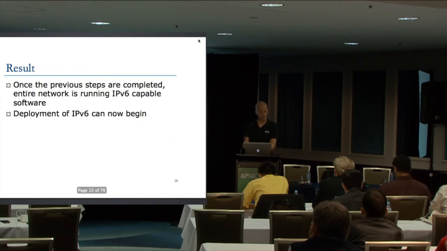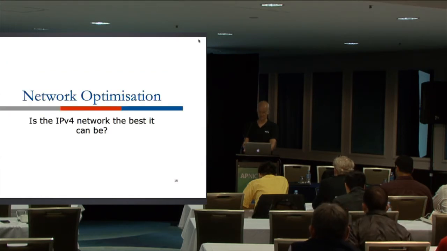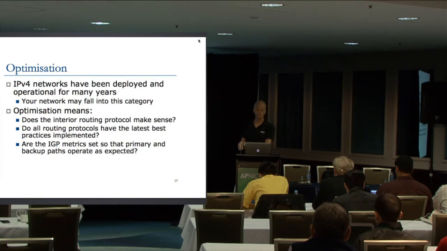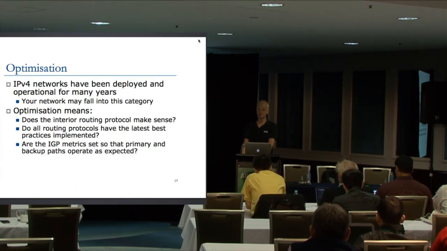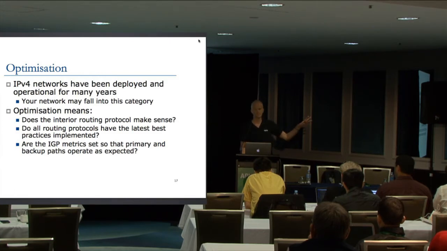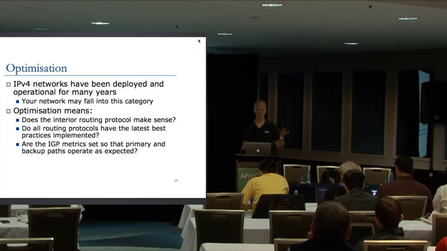Anyway, once all that's been done, your network is now capable of running V6. We're not turning anything on yet. It's now capable. Let's optimize things. Is the V4 network the best it can be? Now, this is really pointing out that V4 networks have been deployed and operated for many years. If your business has been around for 15, 20 years, you're going to have a lot of things that, well, the configuration was put in there by somebody who left the company 5 years ago. We have no idea what it does, but we know if it's not there anymore, things break. Well, now's the time to actually figure out what this is doing and if there's another way of trying to do it.